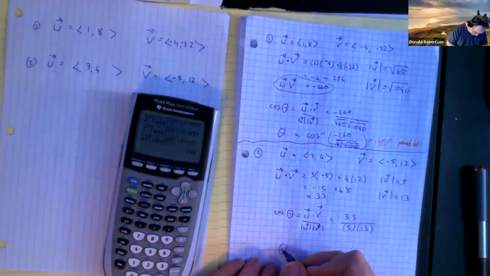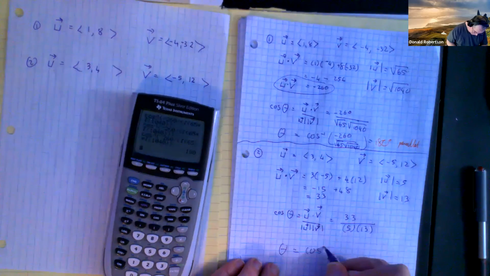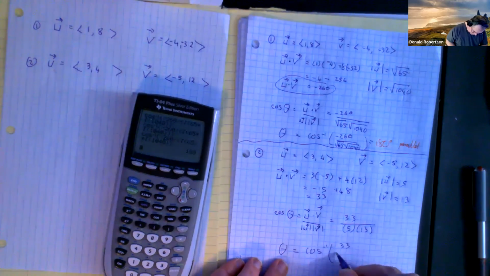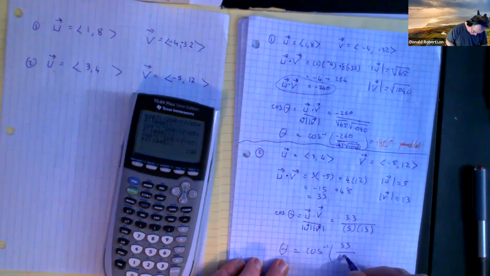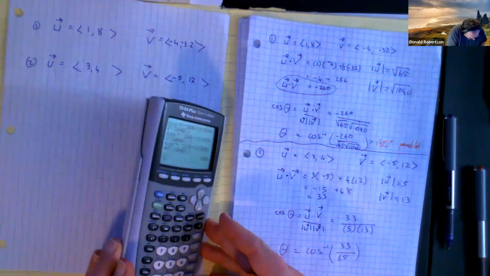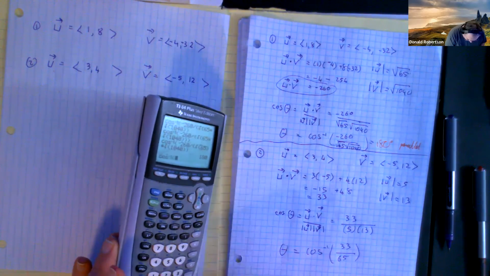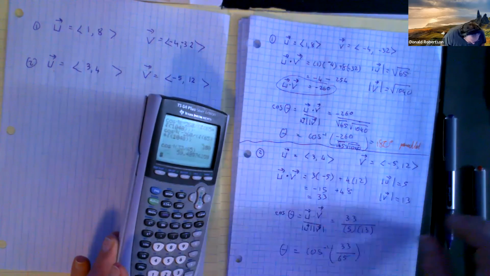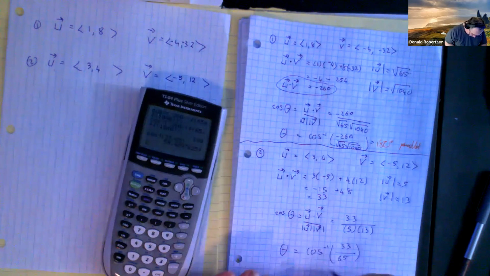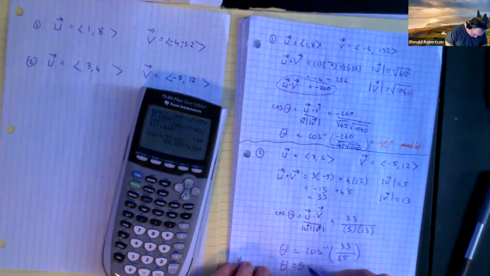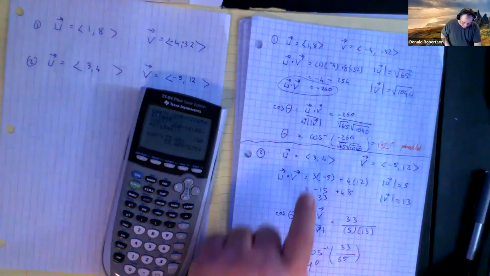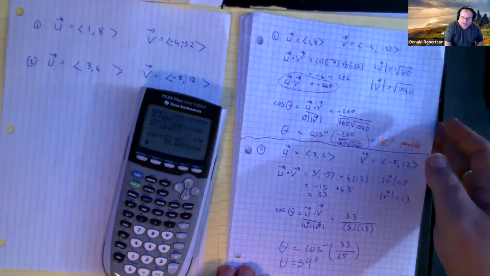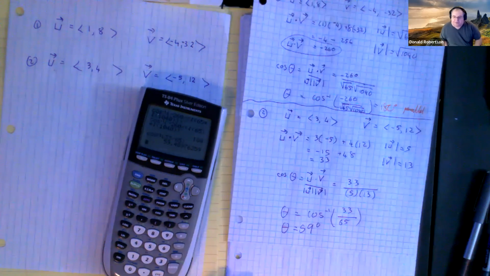And so theta is going to be the inverse cosine of, I can do them because they're nice numbers. So inverse cosine of 33 divided by 65, and the answer you get is about, we'll call it 59 degrees to nearest whole number. So those two vectors are definitely not parallel. They meet at an angle of 59.